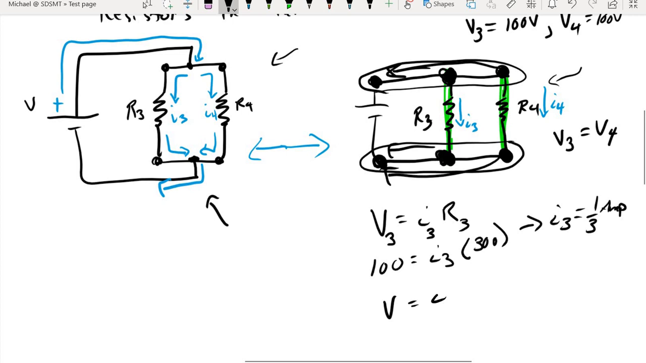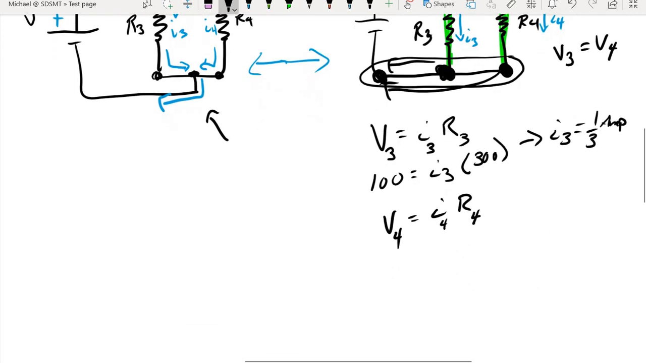For resistor 4, Ohm's law says potential difference across resistor 4 is current 4 times resistor 4. But we already know what potential 4 is. It's 100 volts. And we know what resistor 4 is. It's 400 ohms. And that's going to give us 1/4 of an amp.